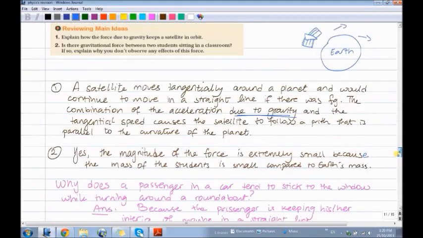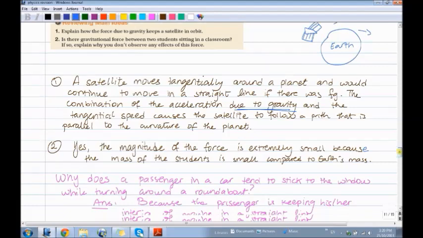Now, another question. Is there gravitational force between two students sitting in a classroom? If so, explain why you don't observe any effects of this force. Yes, there is. Why don't we observe it? The magnitude of the force is extremely small, because the mass of the students is small compared to Earth's mass.